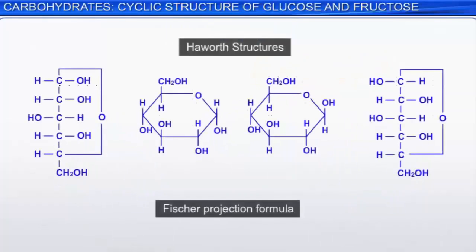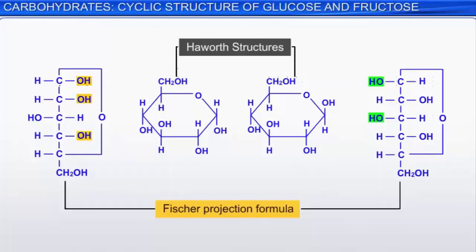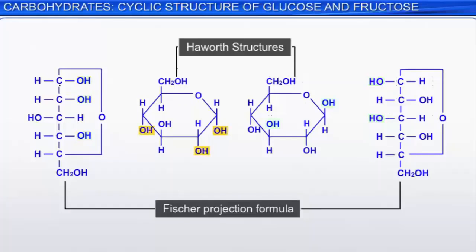Note that the hydroxyl groups on the right side and the left side in the Fischer projection formula are directed below and above the plane of the ring, respectively, in Haworth structures. Also, the terminal CH2OH is always projected above the plane of the ring.